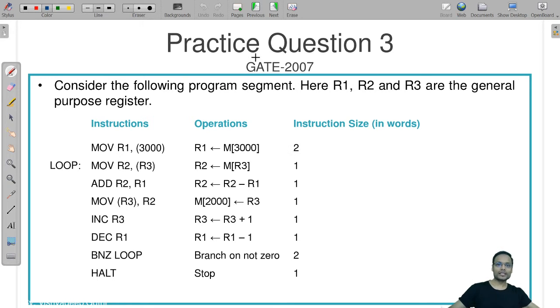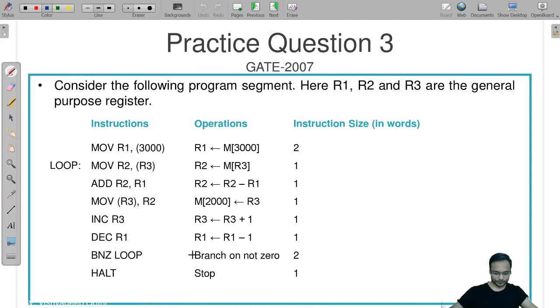Nice. So consider the following program segment. R1, R2, R3 are the general purpose registers. This is the program we have here. Let's try to understand. This is a memory read from the 3000 location into R1, memory R3 into R2, R2 minus R1 into R2, then R3 location copied into 2000, R3 equals R3 plus 1, R1 equals R1 minus 1.